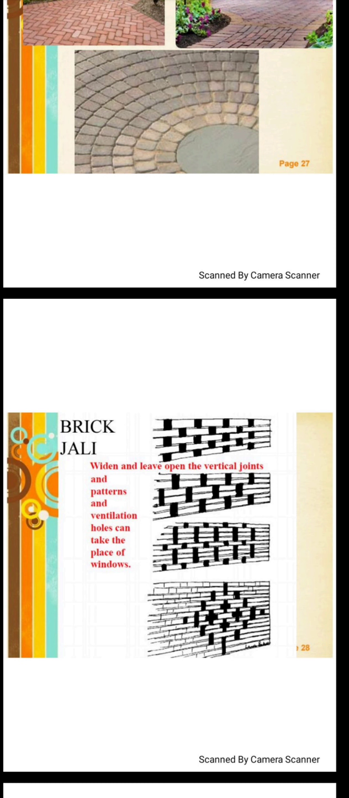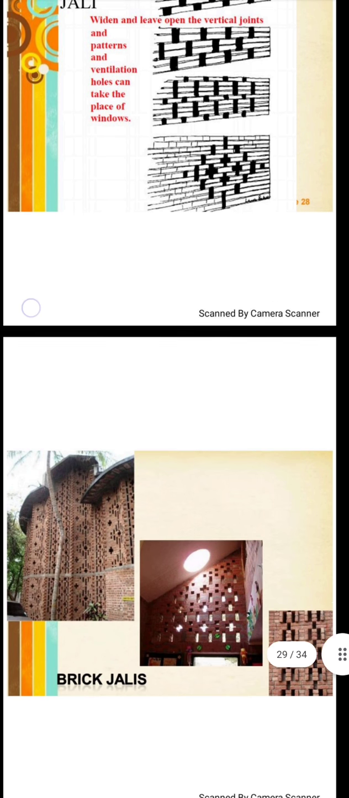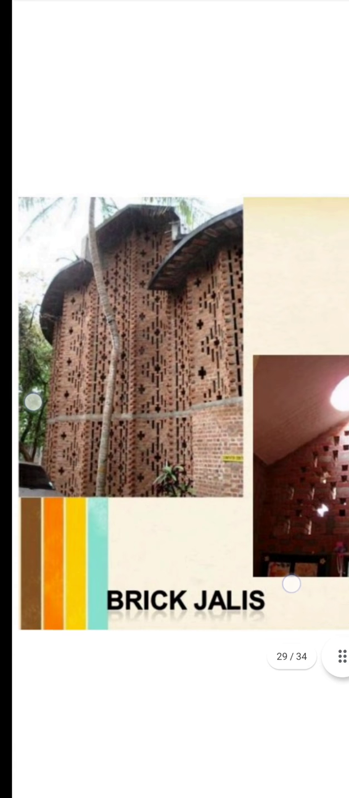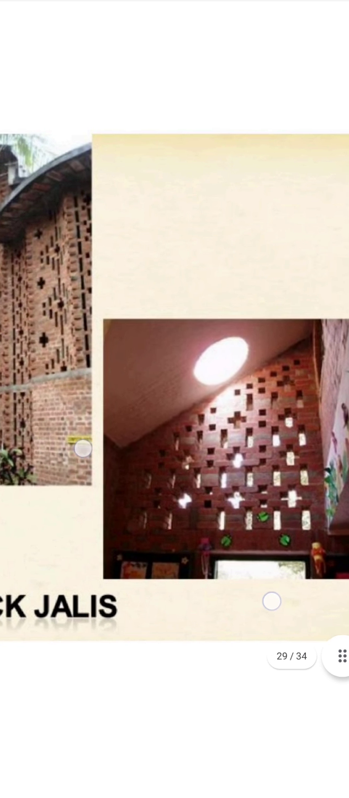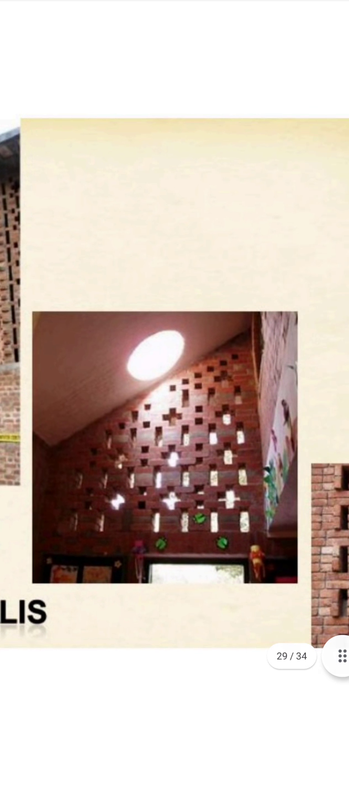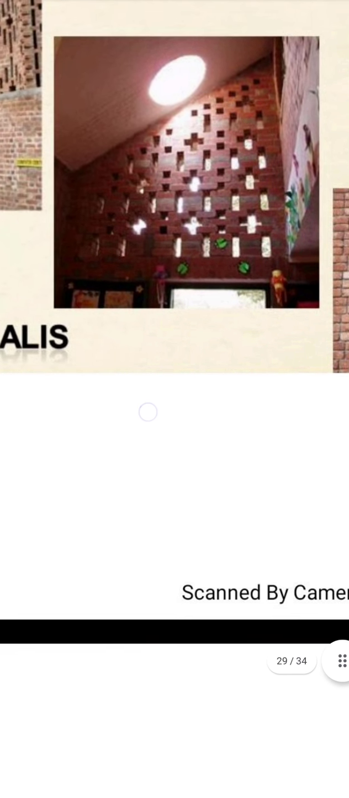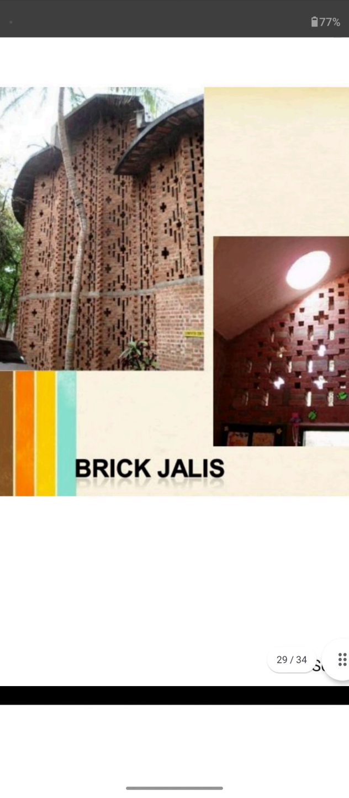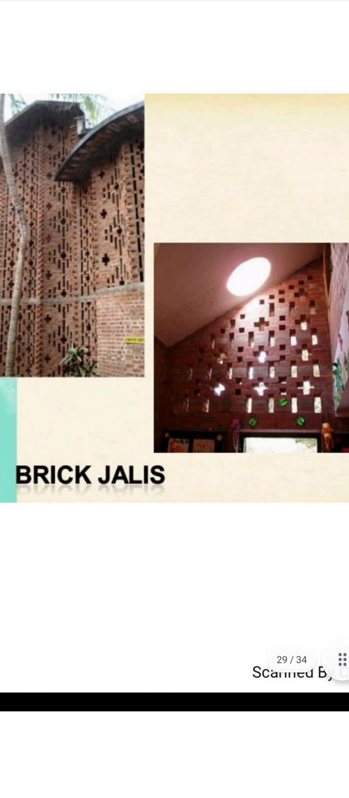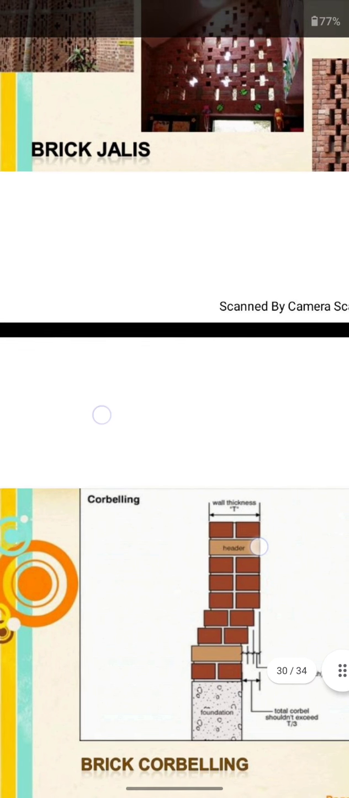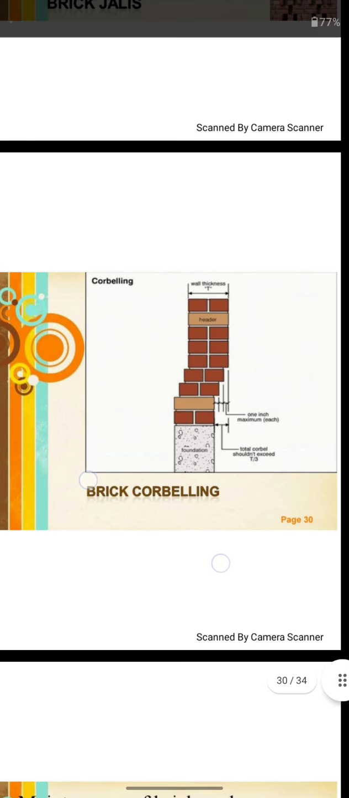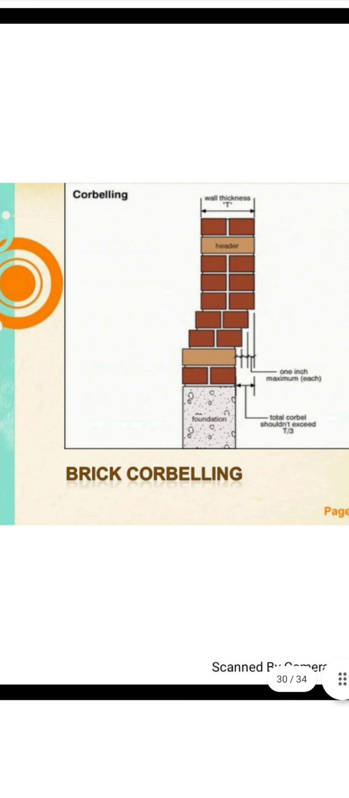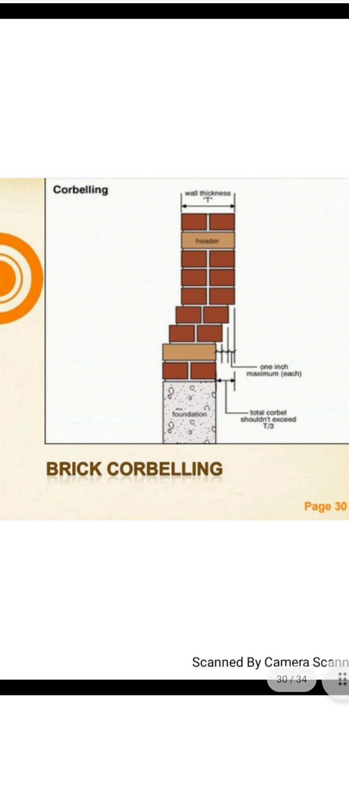Brick jali. This is a kind of space that we leave in a brick wall for incoming light in village areas or urban areas where light is not available, but nowadays it is used as a decorative art in a brick wall. Brick corbelling. Look at this, 1 inch maximum. We do not corbel more than 1 inch.